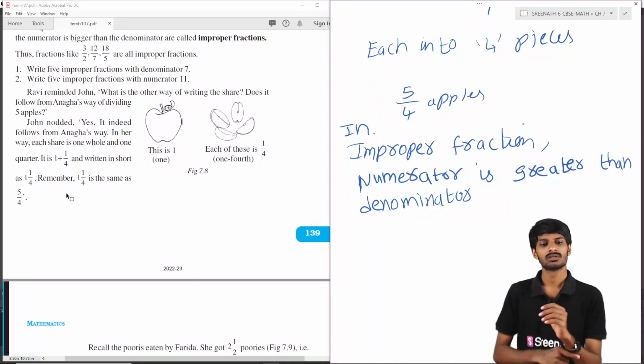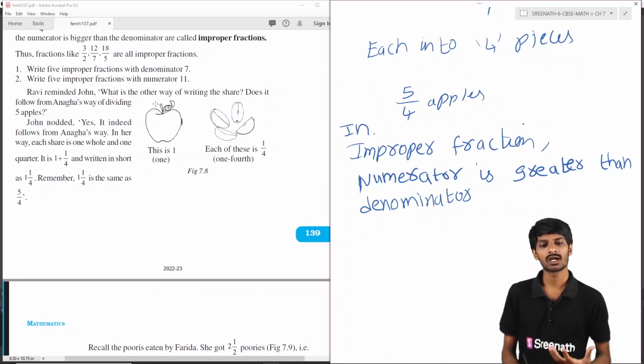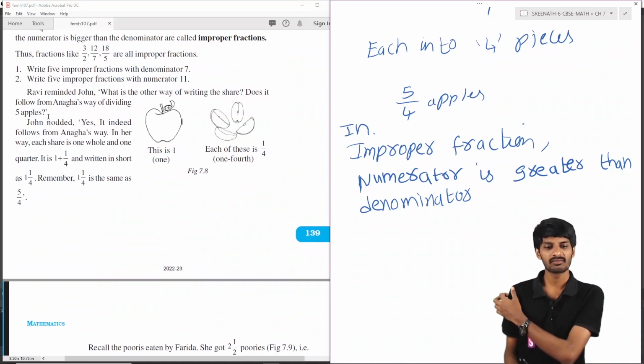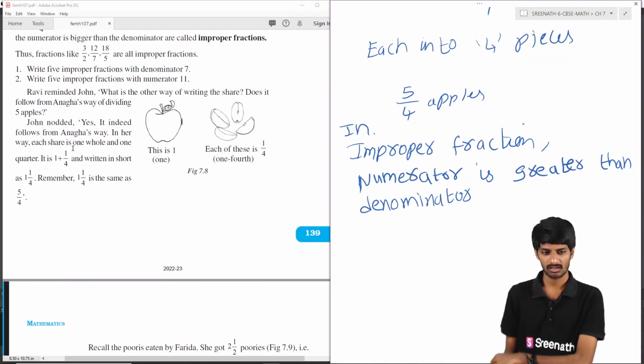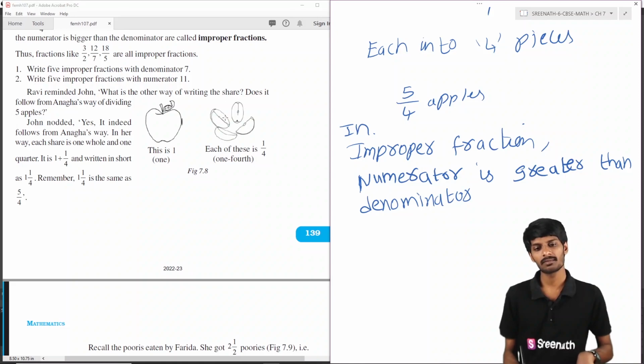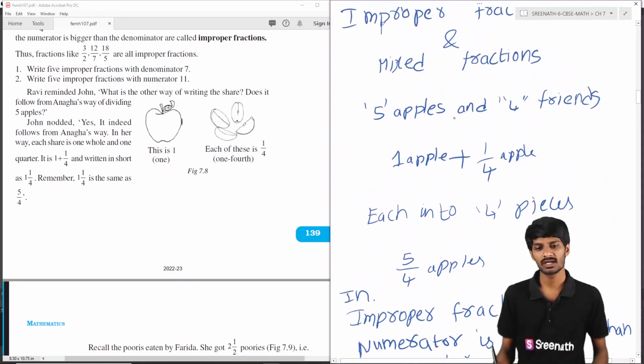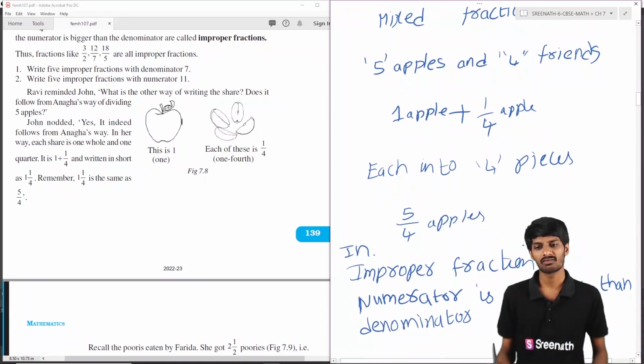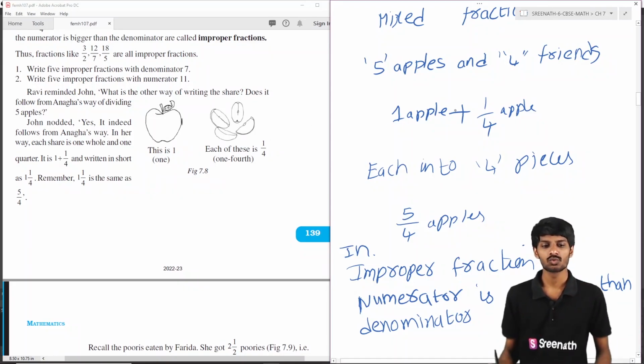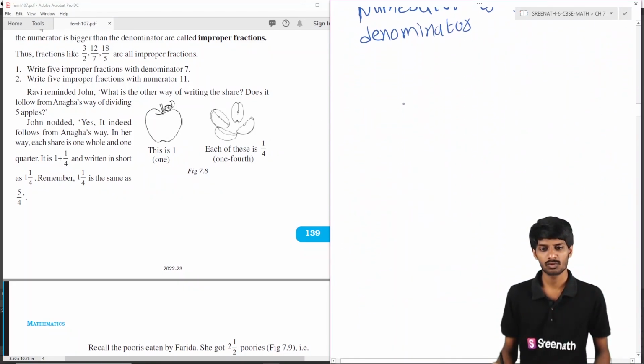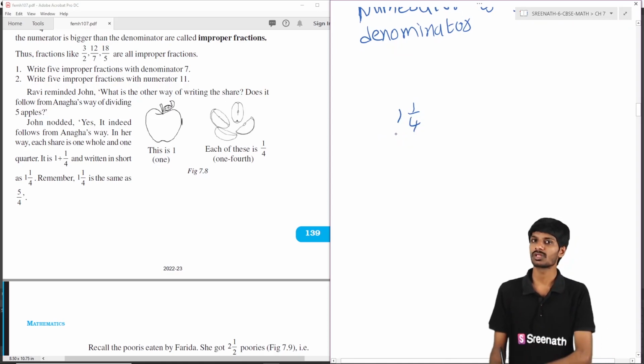So Ravi reminded John, what is the other way of writing the share? Does it follow from Anagna's way of dividing 5 apples? John nodded, yes, it indeed follows Anagna's way. So what we can do is, everyone takes one apple and one part of the apple. So that's why it is one full apple and 1/4 of the apple. So we can write that as 1 1/4. Okay, students, 1 1/4: one apple and 1/4 of the apple.